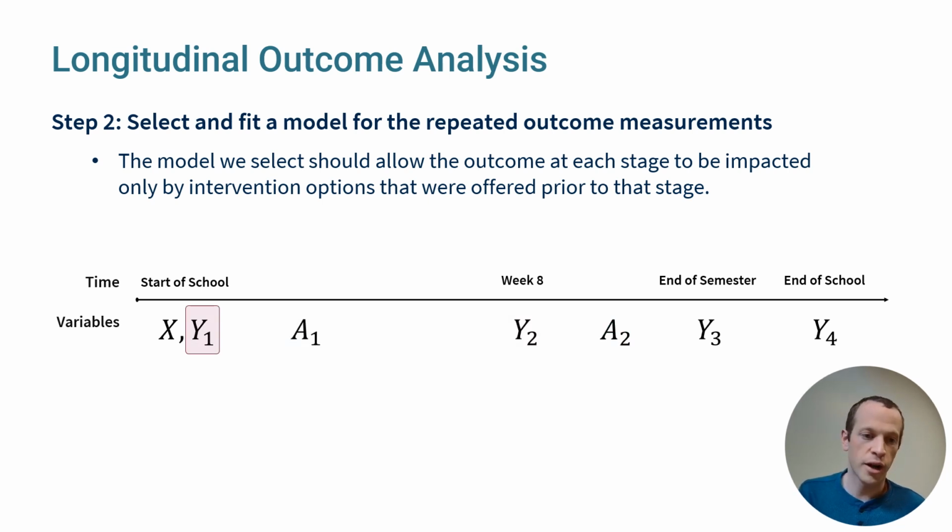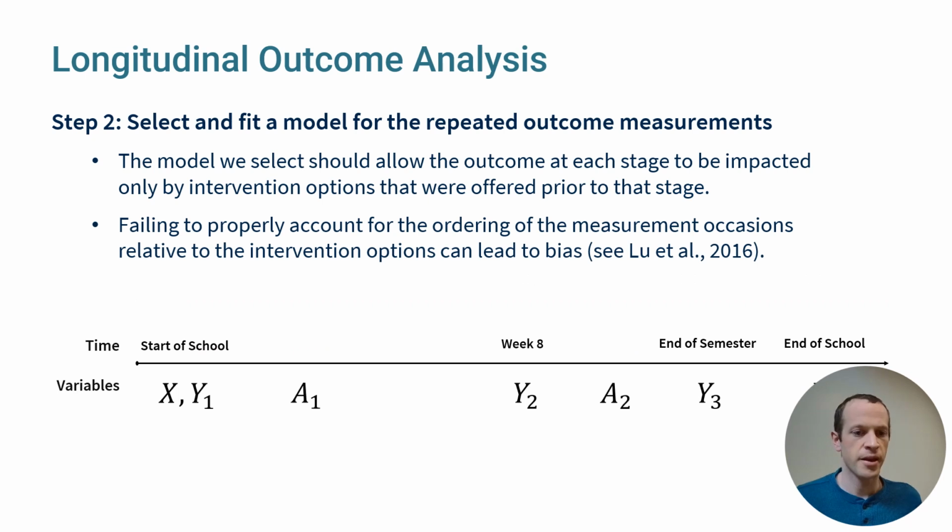And then of course Y1 occurs before either of the treatment options, the interventions. So for that reason, AI1 and AI2 should not be able to affect the expected value of Y1. It should be the same regardless of what treatment options the participants were assigned to afterward. Now the reason we're spending so much time on this is that if we don't properly account for the ordering of the measurement occasions relative to the intervention options, that can actually introduce bias into our analysis.